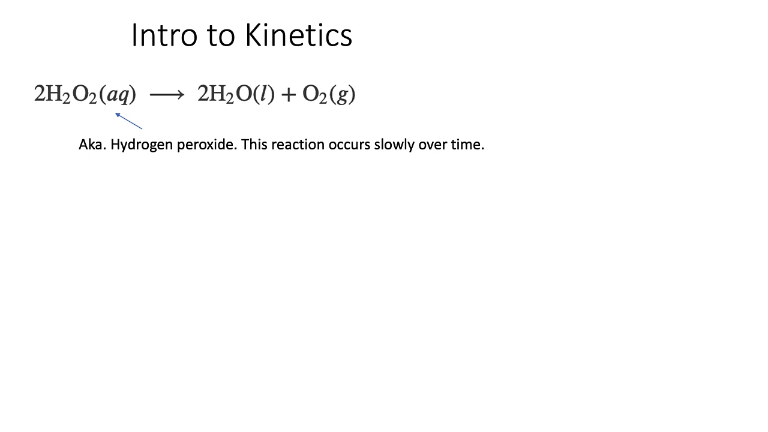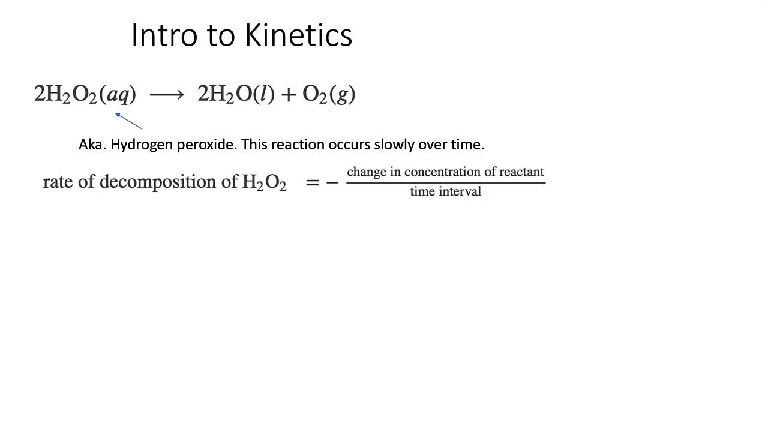Okay, but how do we study kinetics on paper? How do we study it based on reactions? Let's take a reaction here. This is hydrogen peroxide, H2O2, that's decomposing into 2H2O and O2. This reaction will occur slowly over time.